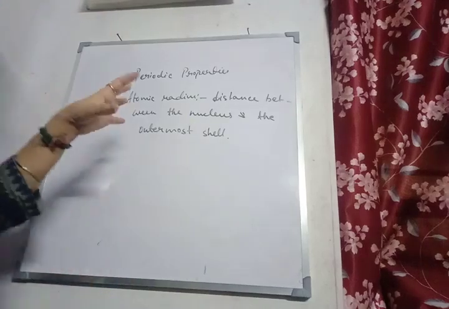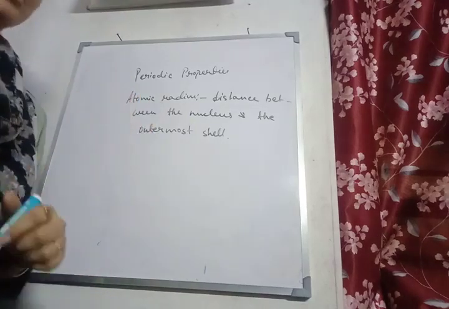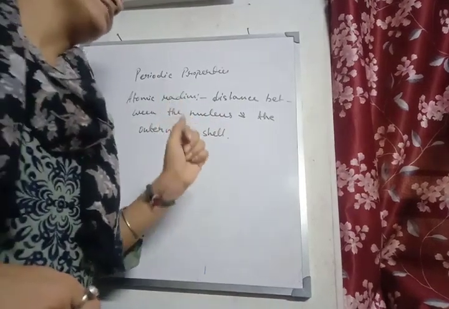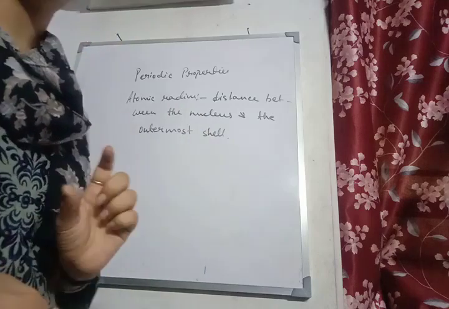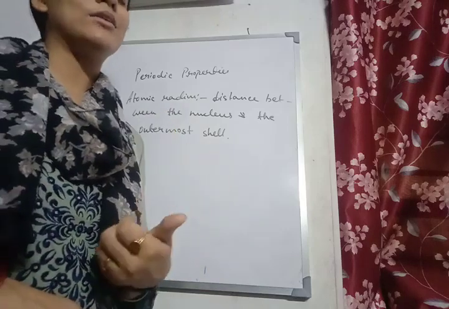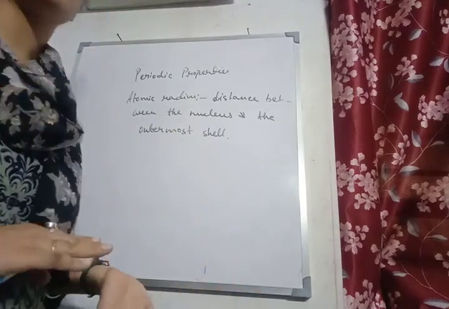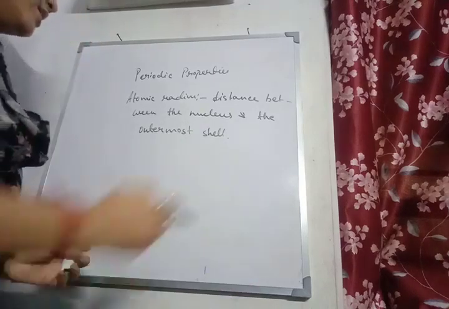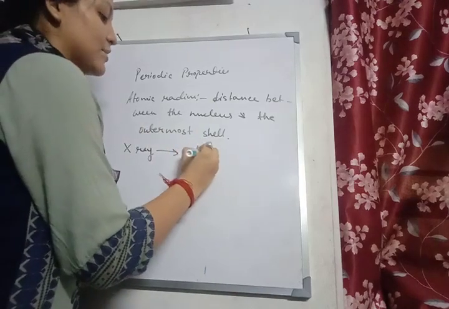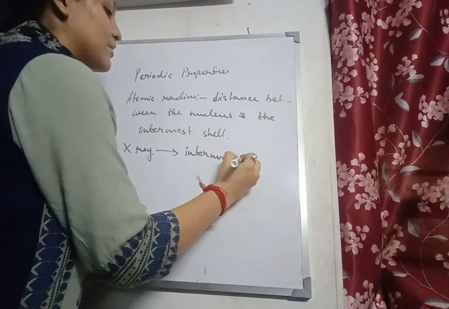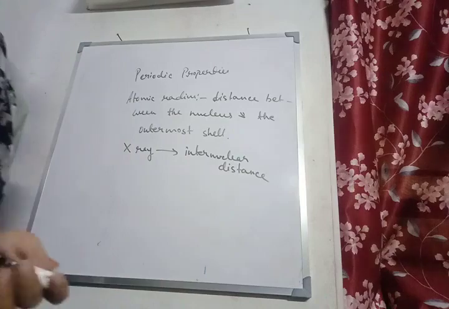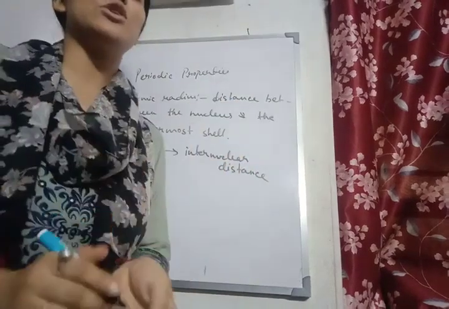Now the thing is that it is not possible to measure the atomic radius because it is very, very small. We cannot measure the atomic radius. So scientists decided to measure the internuclear distance instead of the atomic radius, because X-ray methods can be used to measure the internuclear distance of the atoms, and that can be used to calculate the radius. So X-ray studies can measure the internuclear distance. Basically, we are going to do the classification of the radius on the basis of this internuclear distance. Internuclear means distance between the two nuclei.